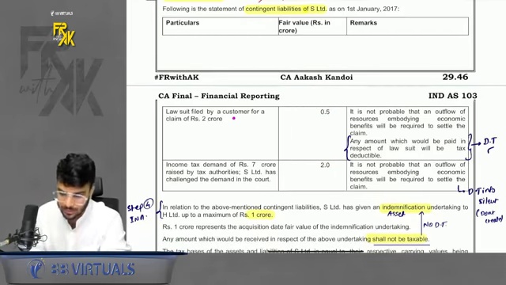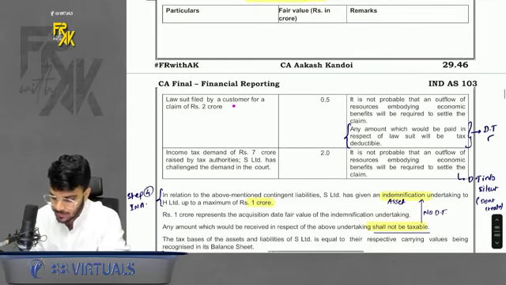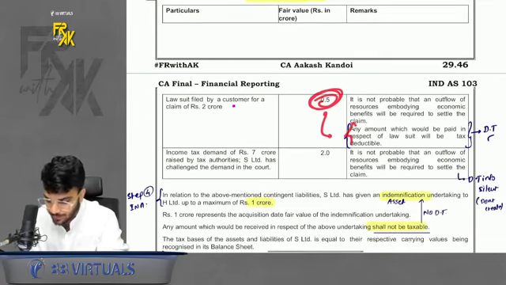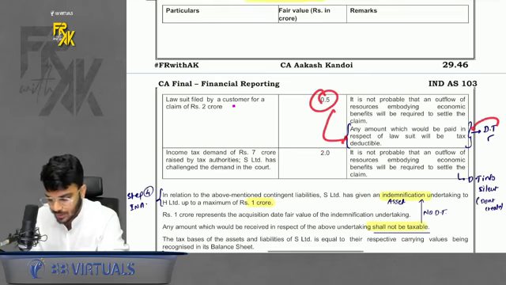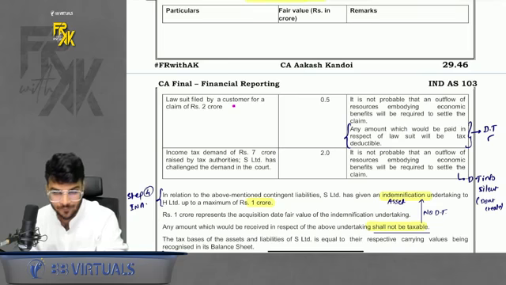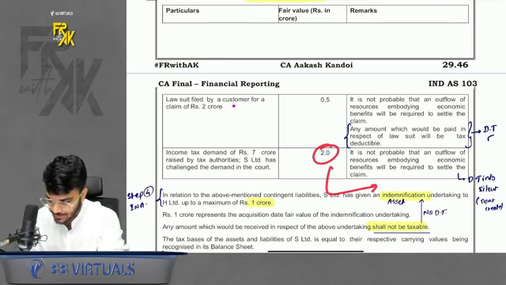We will take over both in INA. But now comes this part. For this 0.5, it is mentioned that this amount will be tax deductible. So deferred tax will also be created on this 0.5. But for this 2, the question is silent.